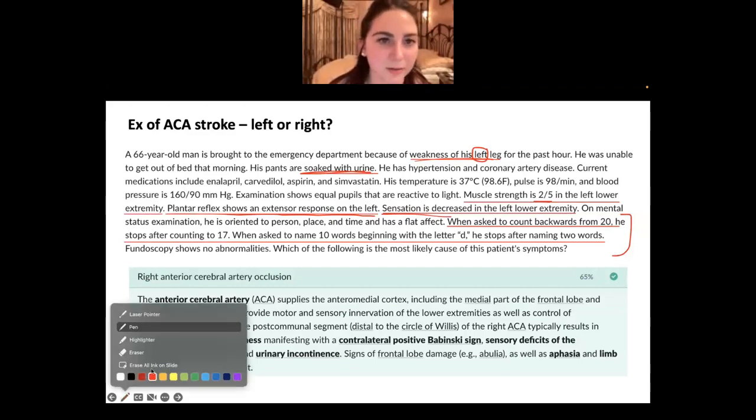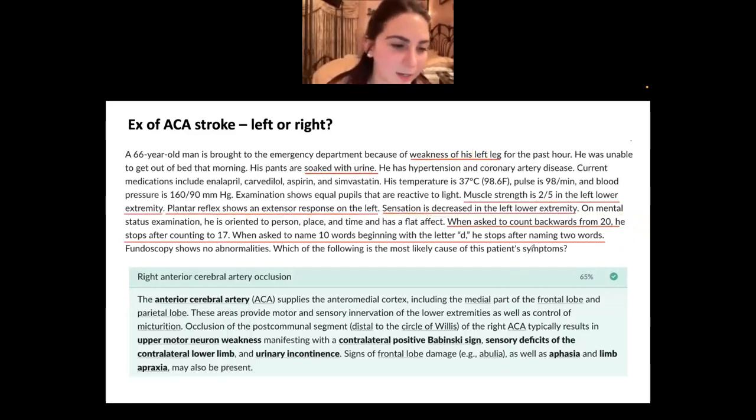So this is your classic ACA stroke. Oh, I forgot I underlined stuff. I underlined everything that should be screaming that this is an ACA stroke. And it is on the right because again, the left side is affected in almost all of these things. And remember, it's always contralateral.